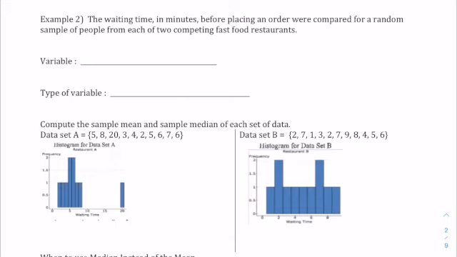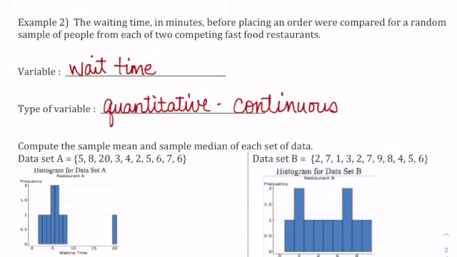So I'm asking, what is your variable? If you don't want to see the answer, work through what the variable and type of variable are right now. So the answer for the variable is the wait time. The type of variable is quantitative and continuous because, again, it's numerical, and continuous means they don't have gaps in between.